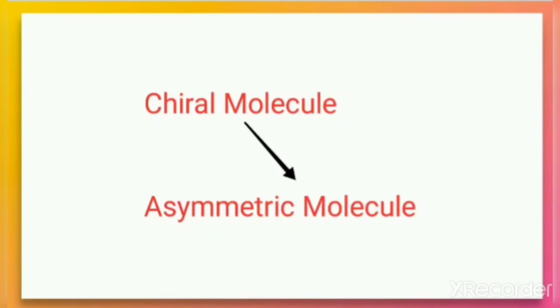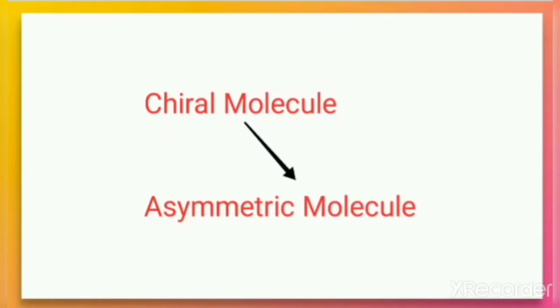The chirality in organic compounds was studied by Van 't Hoff and Le Bel. He observed that most of the organic compounds which are chiral in nature have at least one carbon atom which is bonded to four different atoms or groups of atoms. Thus, we can say that a chiral molecule is due to the asymmetric carbon atom present in the molecule. Thus, a chiral molecule is actually an asymmetric molecule.